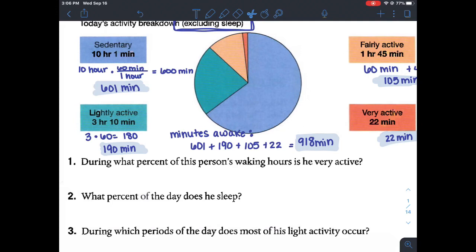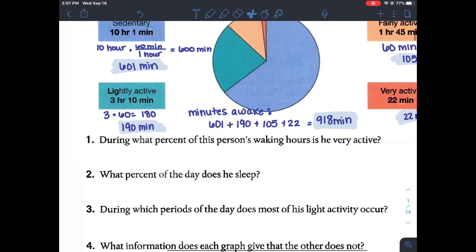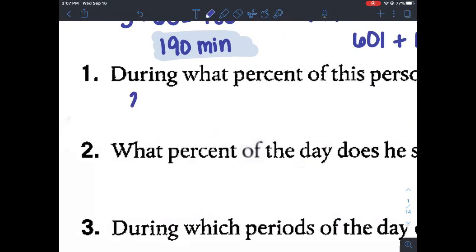I didn't have to actually do anything there. And then I calculated the total number of minutes that this individual was awake during the day. So 601 minutes sedentary, 190 lightly active, 105 fairly active, 22 very active. So that was 918 minutes during the day that this person was awake. So during what percent of this person's hours is he very active? Very active was 22 minutes.